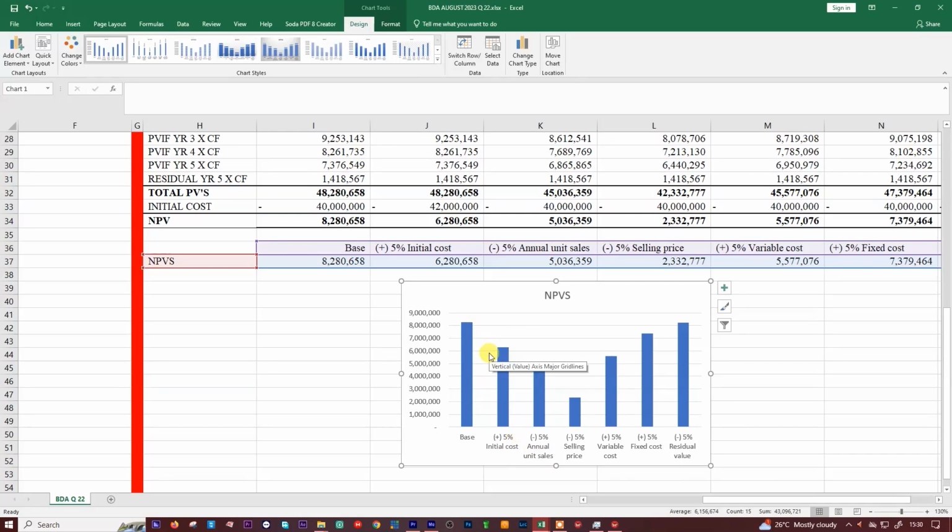The initial cost sensitivity plus 5%, because it's a cost. Any cost should be, an adverse effect should actually increase or get a positive value. But any positive value or selling price or what we are selling should actually be indicated by a negative sign if it is going to be an adverse effect. So these are the NPVs based on the initial cost, the annual sales, selling price, the variable cost, and the fixed cost, as well as the residual value.